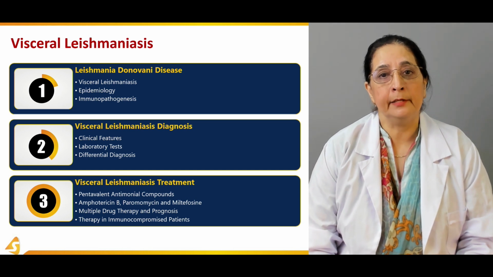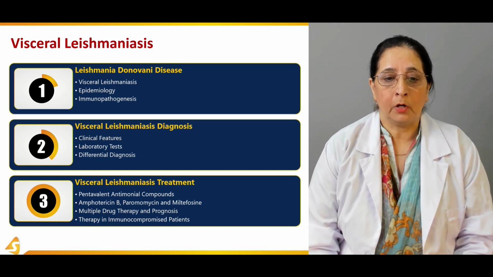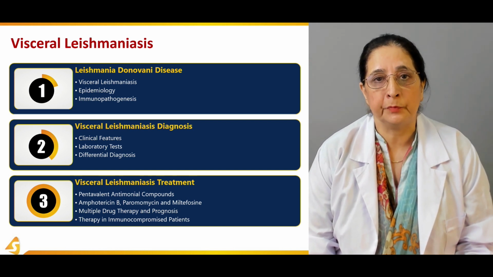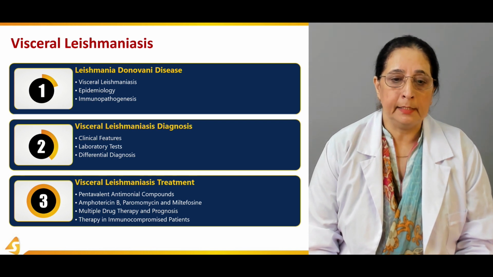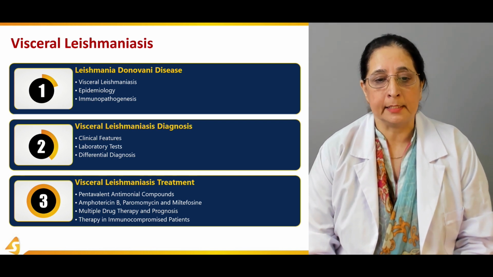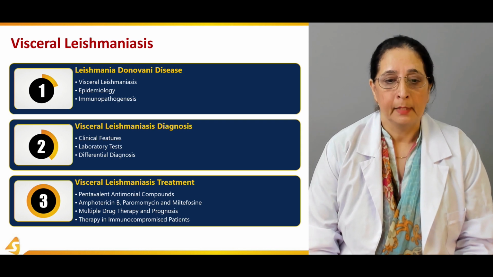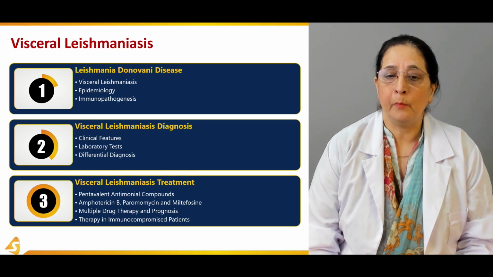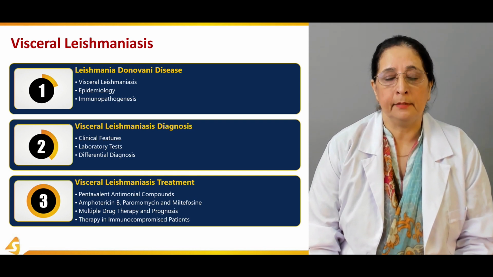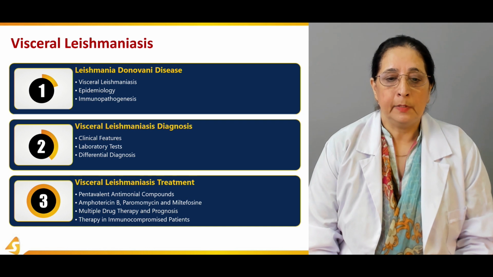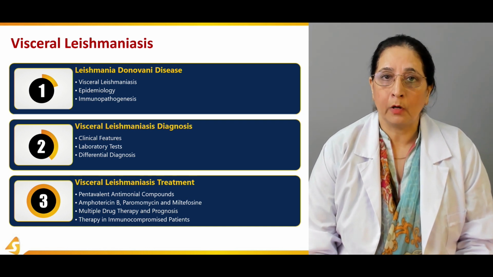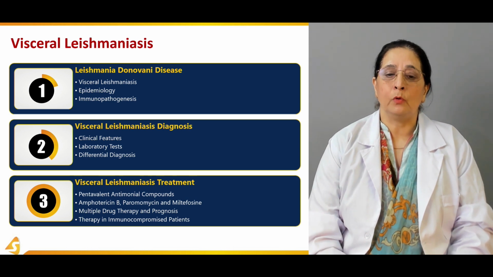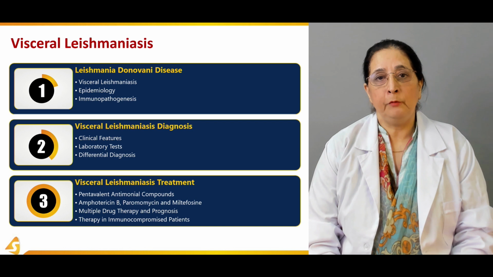Then in the third and final section, we will talk about the treatment options, treatment available for leishmaniasis, which will be the pentavalent antimonial compounds, amphotericin B, paromomycin, and miltefosine. Multiple drug therapy and prognosis of leishmaniasis, and therapy in immunocompromised patients.